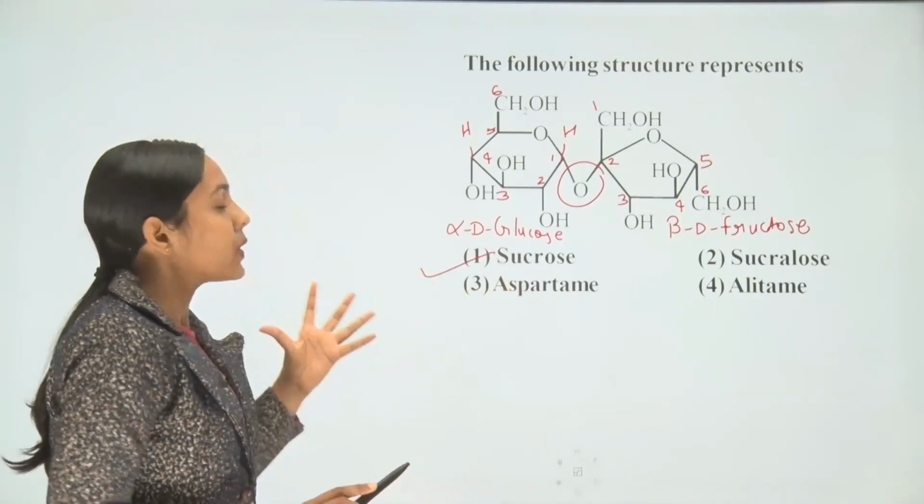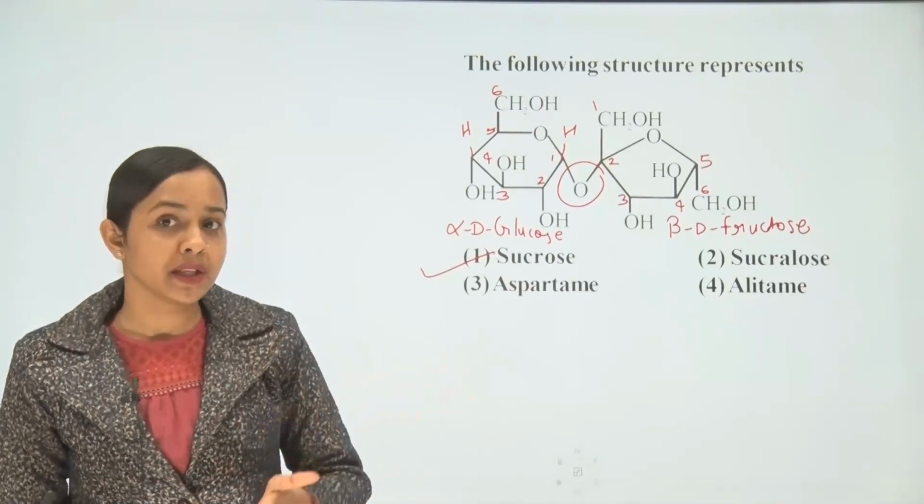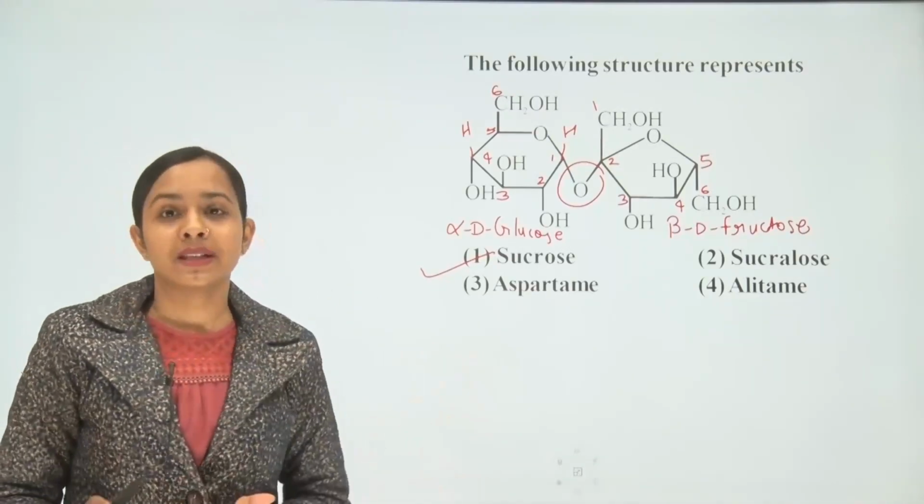So the structure of this compound represents sucrose because sucrose contains the two monomers, alpha D glucose and beta D fructose. So that's why option 1 is the correct answer.